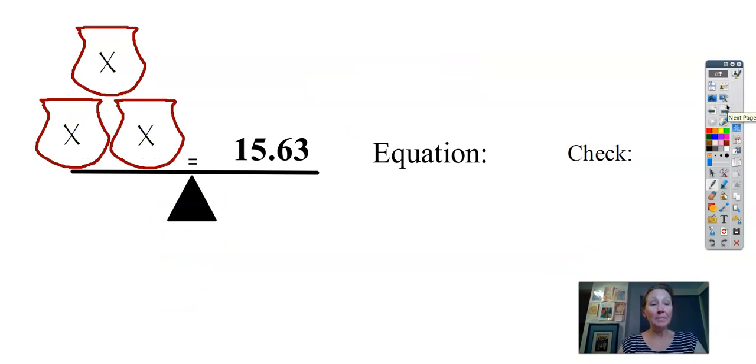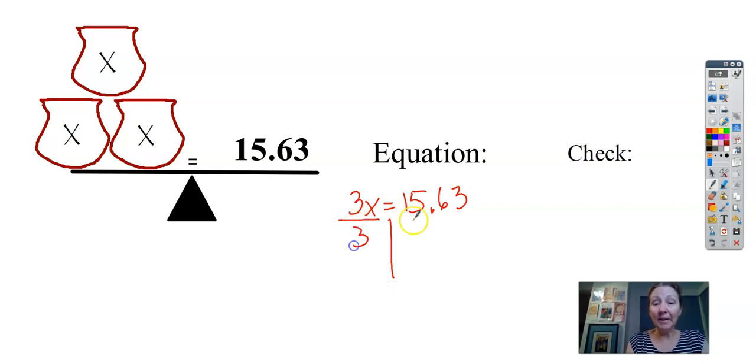I got that solution correct. Okay, here's another example. What if there's 3 bags of gold equal to 15.63? My equation would be 3x equals 15.63, and it's the same idea. If I have 3 bags that weigh this much, then I must divide it by 3 to figure out what 1 bag weighs.